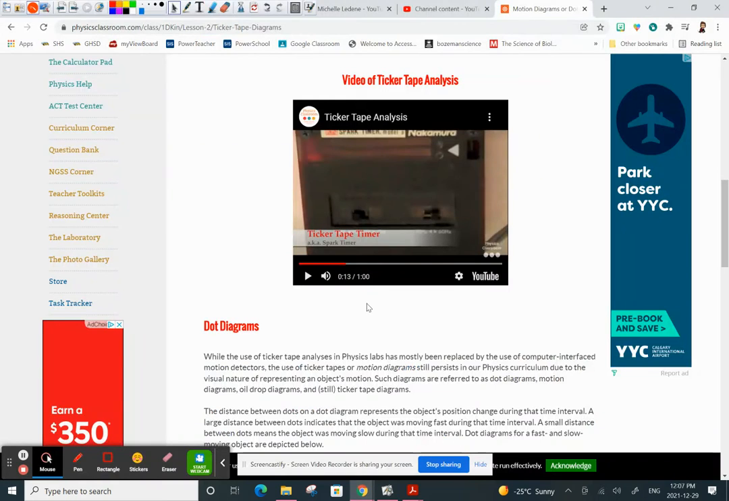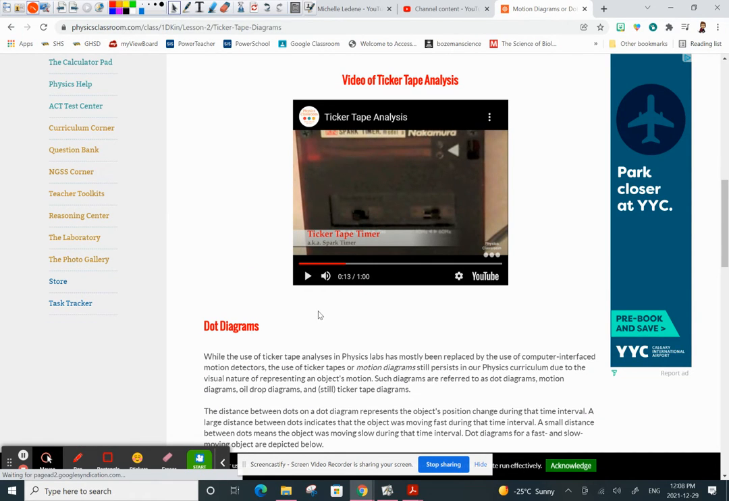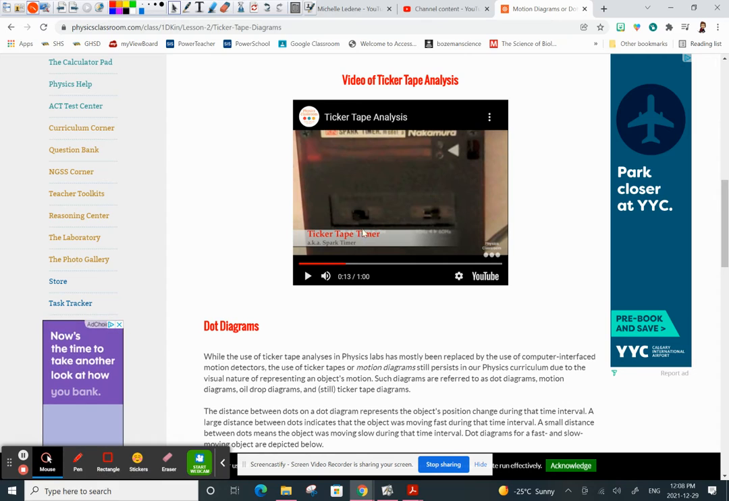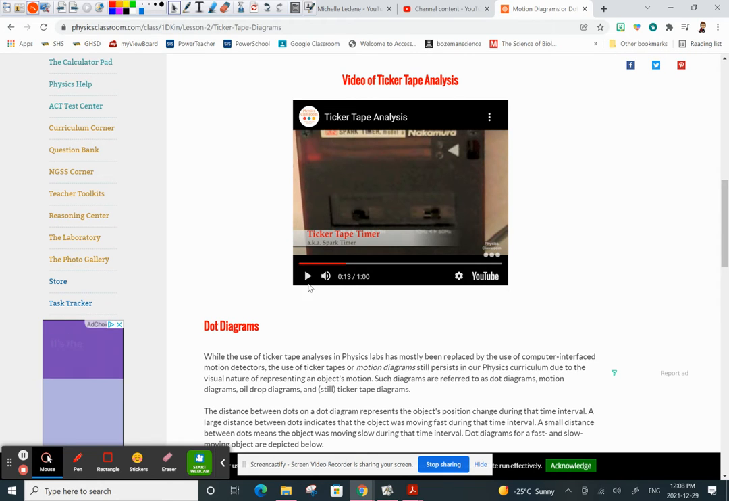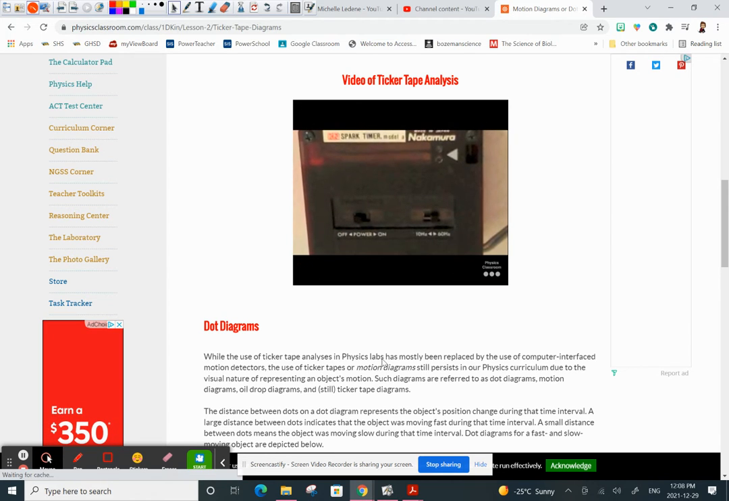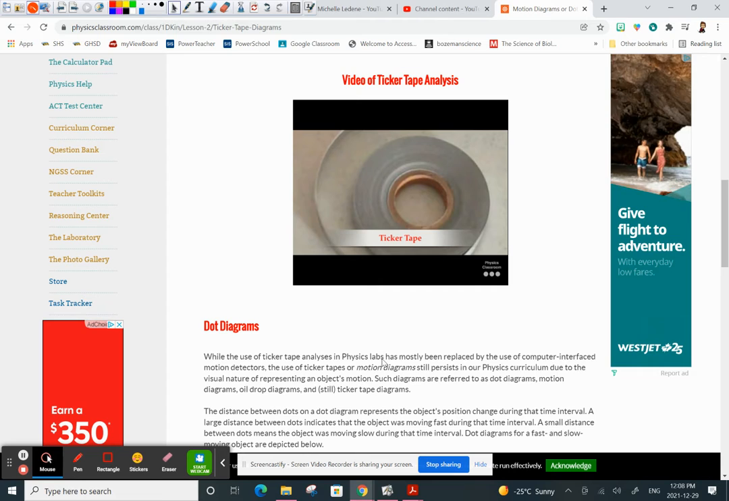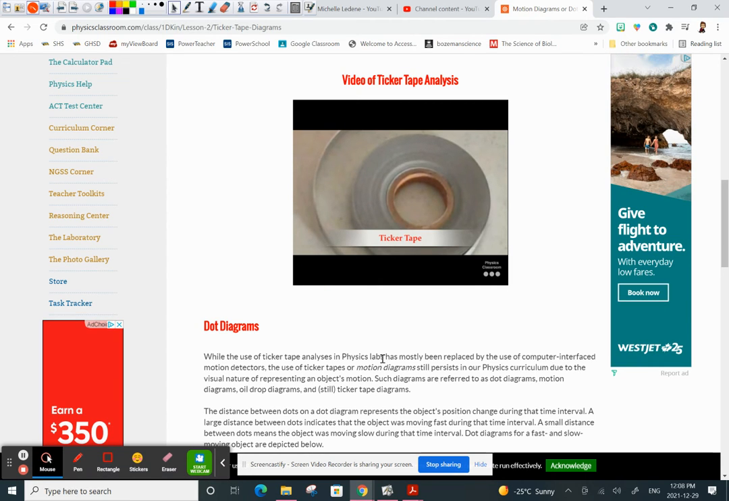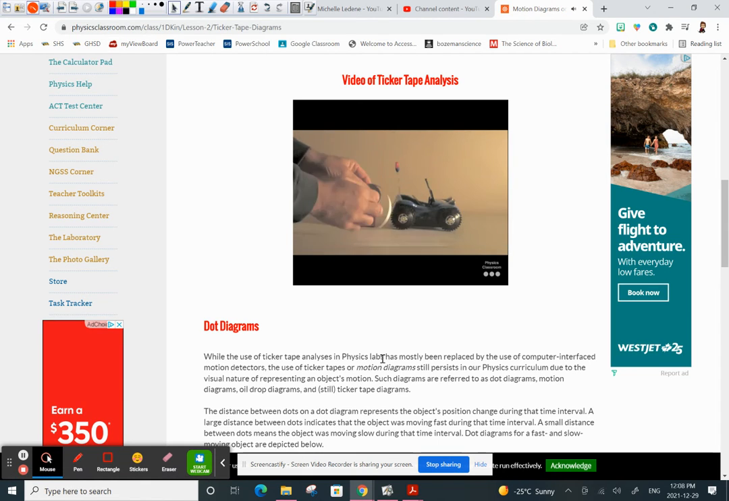Here's a little video that shows this ticker tape or spark timer. If you were here for my demo the other day before the holidays, this is a little device that puts a dot on a piece of paper, the ticker tape, at a certain time interval. Here we see the ticker tape timer, and this is the ticker tape itself. Every time a dot is placed on the ticker tape, that shows us how often the time is occurring.